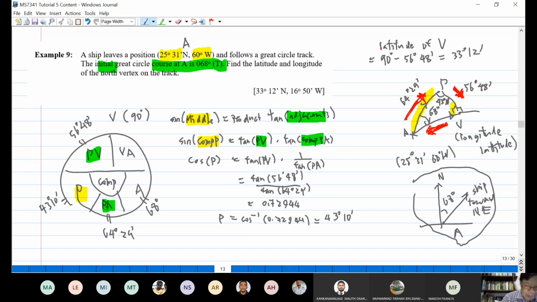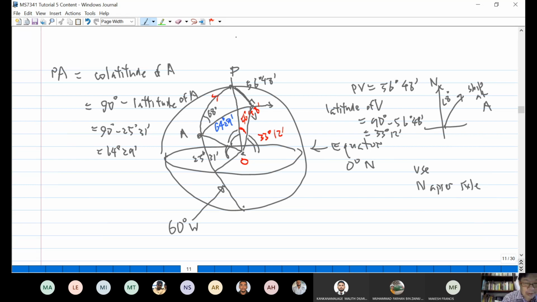So we go back to the Earth again. P is 43 degree 10 minutes. Okay, this angle P is 43 degree 10 minutes. So it means that this angle is 43 degree 10 minutes.